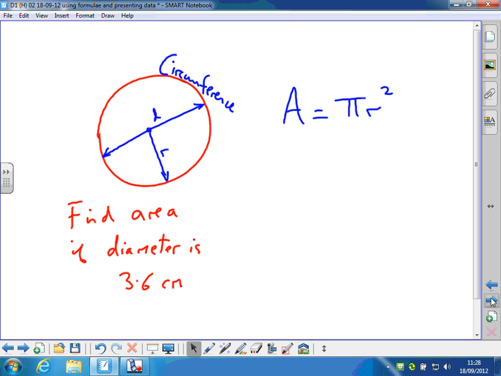Right, formula to find the area of a circle. One of the formulas I'm going to expect you to remember, if you don't remember it already: the area of a circle, pi r squared.